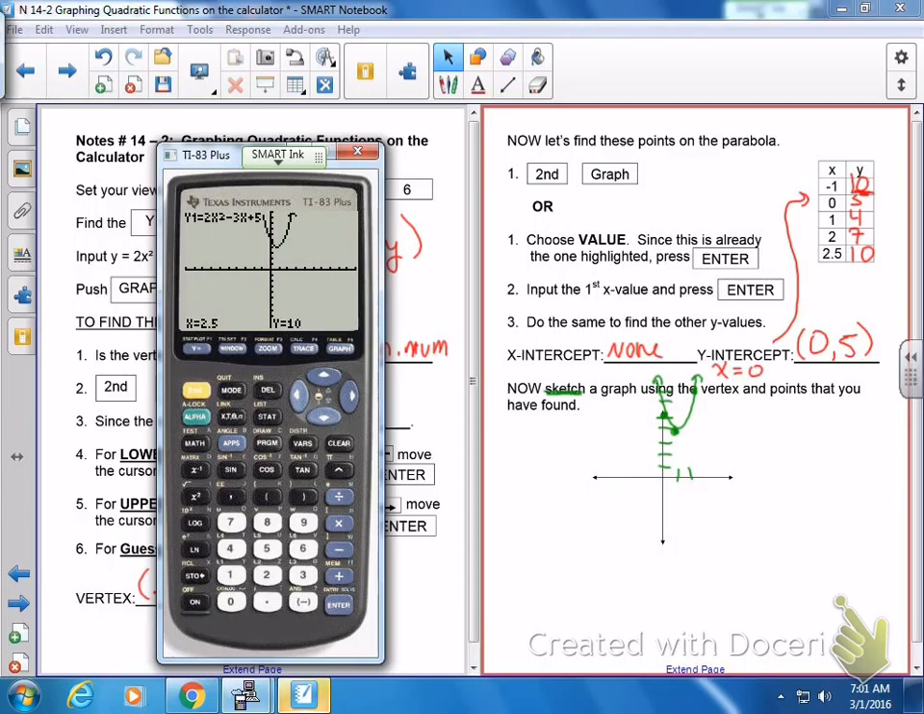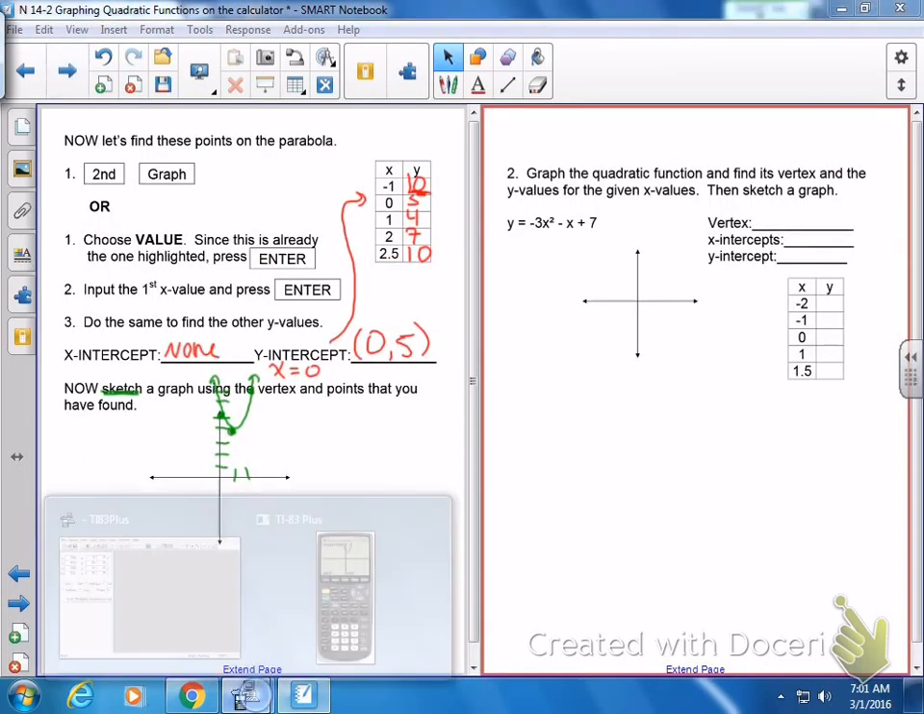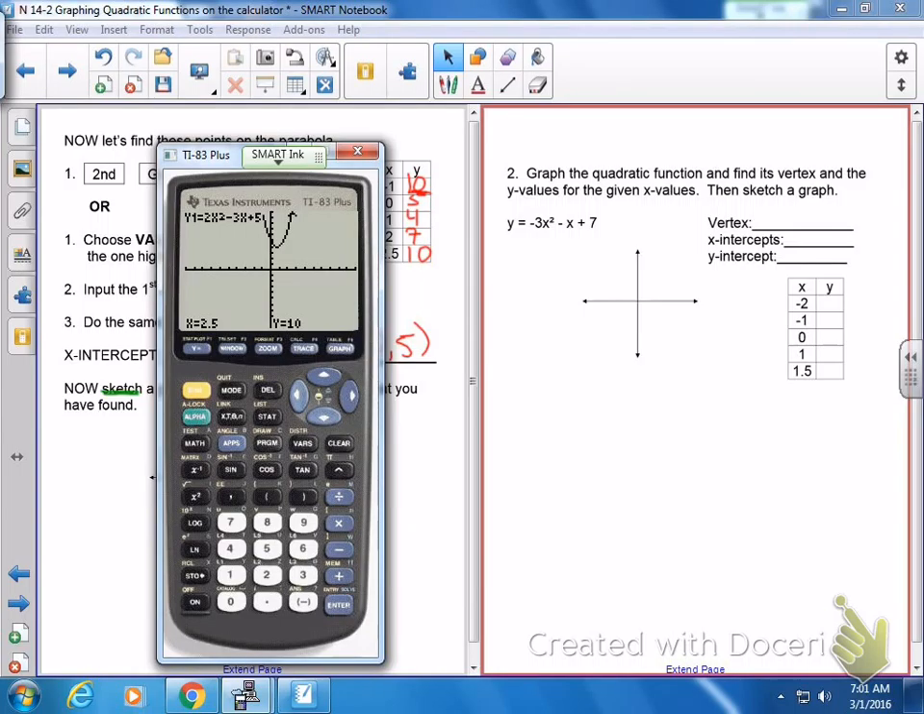All right, let's go and do one more. So we're going to do everything that we just did, but all on one page, a little more compact. It says graph the quadratic function and its vertex and the y values for the given x values. Then sketch a graph. So I'm going to go back to y equals, and I'm going to clear out the equation. Don't just type in the new one, because sometimes it won't take up all the spaces and you'll mess up. I have negative 3x squared, so I'm going to use the negative button, 3x squared minus x plus 7. And I'm going to double check so I don't mess up. All right, that looks good. So I'm going to look at the graph real quick.